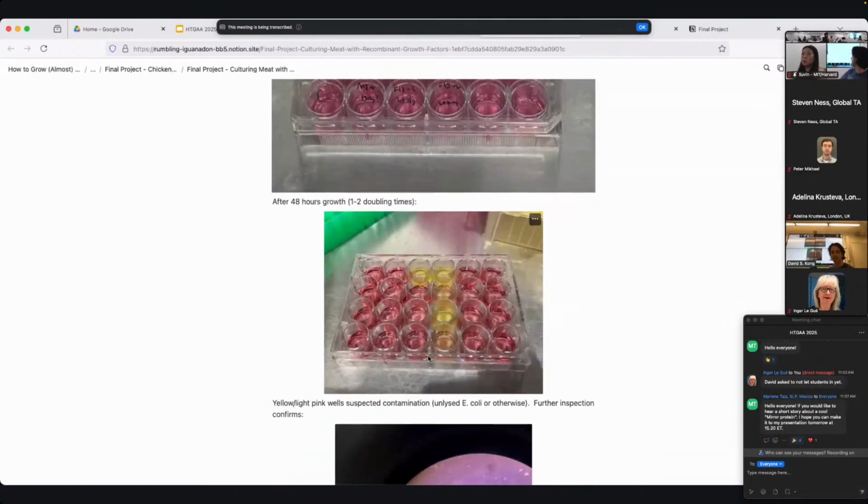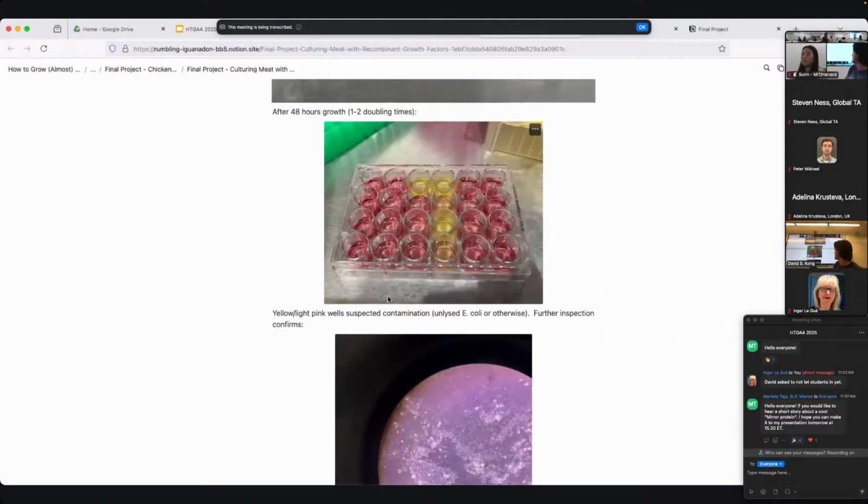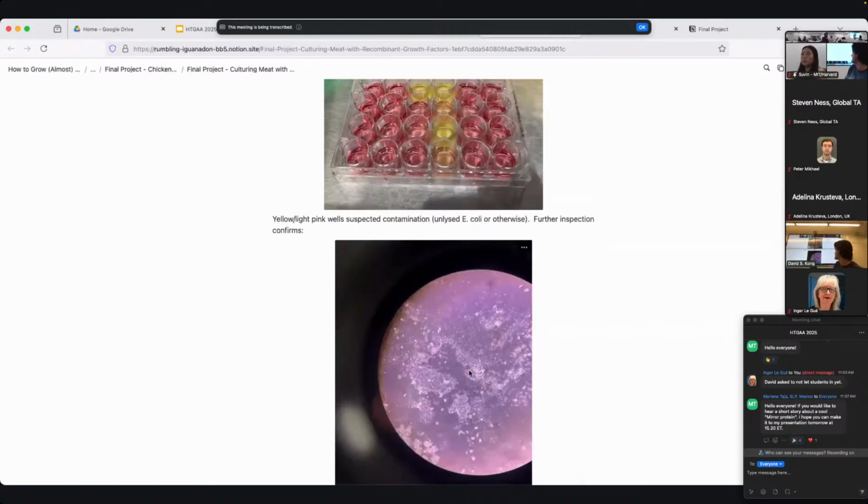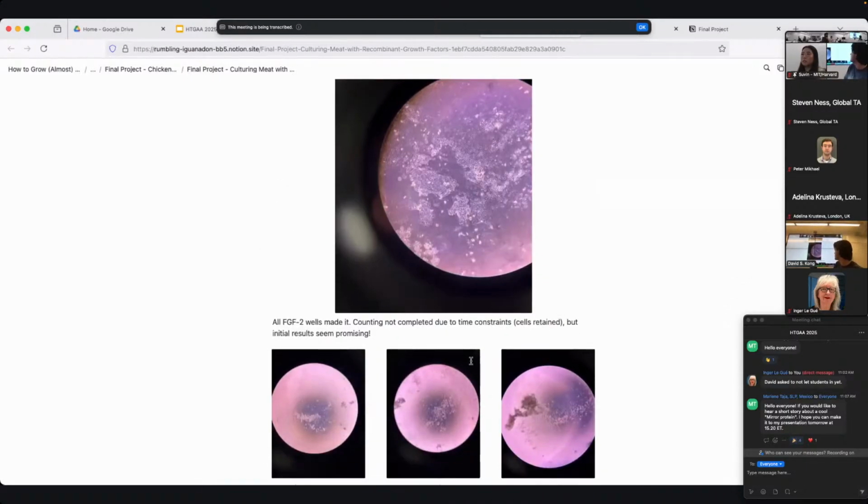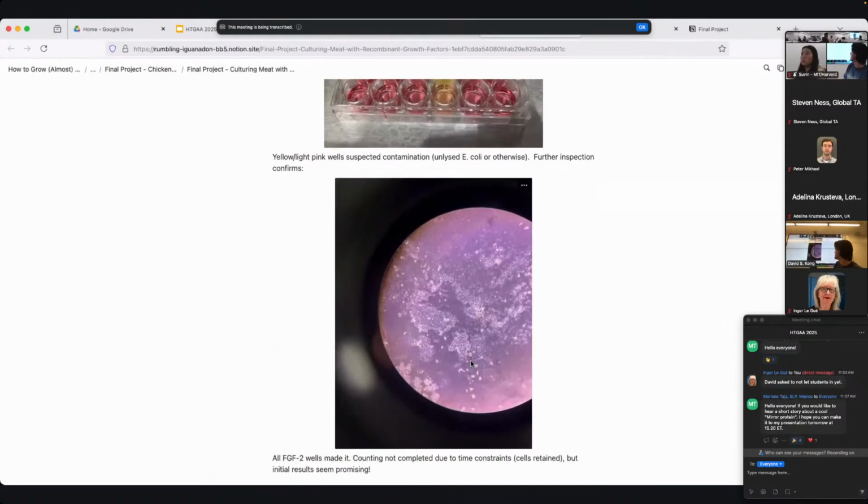And when we came back, they looked like this. Now, these yellow ones are interesting because that means that the growth media has been used up, which I hoped was due to my growth factors being incredible. It's not, it's just contamination. I messed up my procedure. But the left half, which is FGF2, made it. But yeah, this is one of the contaminated cells. It's just a bunch of dead cells. It's ruined. However, and this is the big reveal, the FGF2 wells made it.